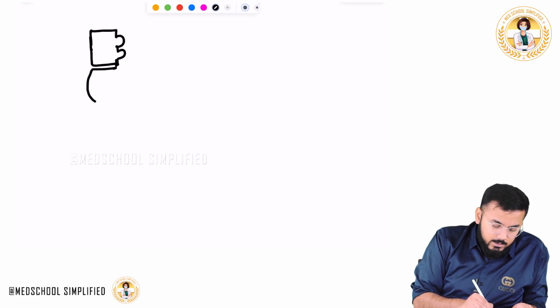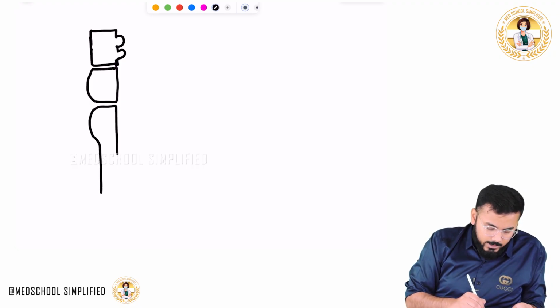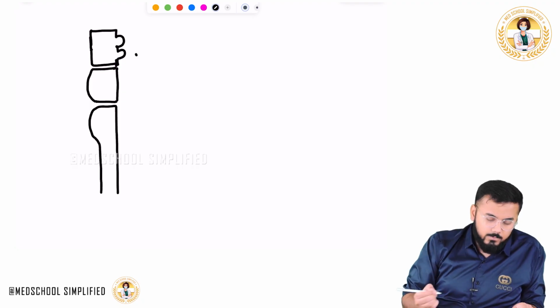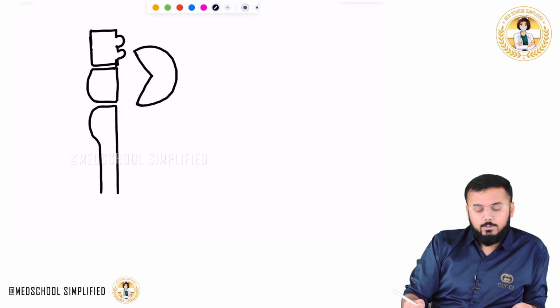For example, let us say that this part over here is your midbrain, and next this part over here is your pons. After that, this is your medulla oblongata continuing down as the spinal cord. All of you know that this part over here is your cerebellum.